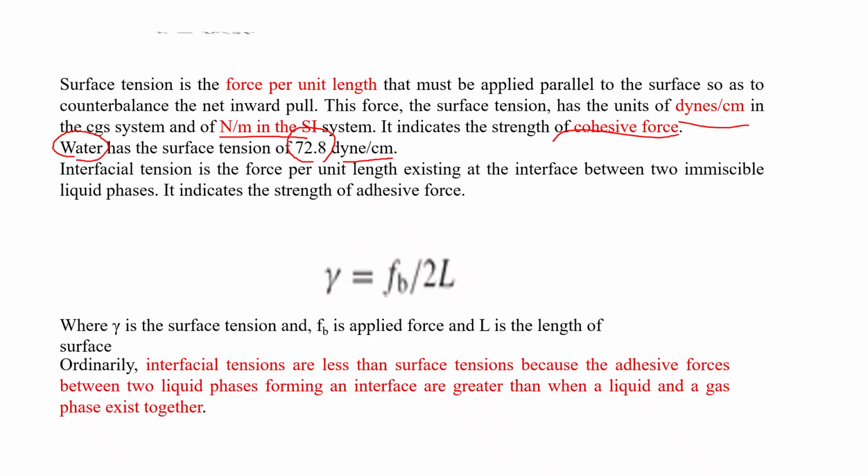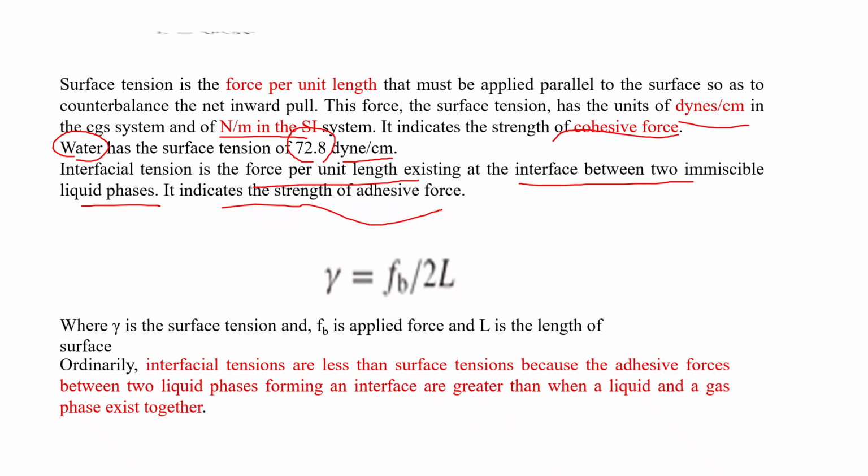And already I told that interfacial tension is nothing but the force per unit length existing at the interface between two immiscible liquid phases, or liquid and solid also. Here two different systems, two different phases will be there. That's nothing but the interfacial tension. It is between two different immiscible liquids, so the attractive force occurring between different molecules is the adhesive force. So interfacial tension is the indication of adhesive force.